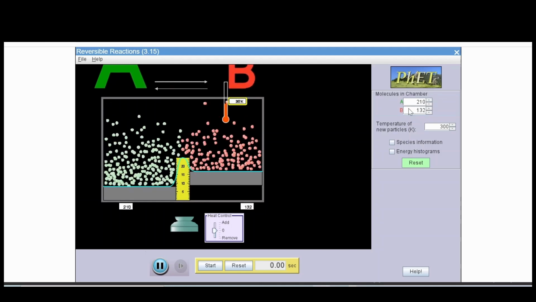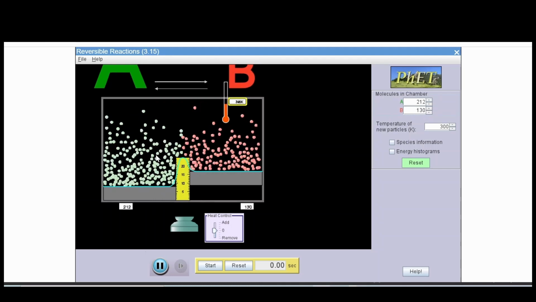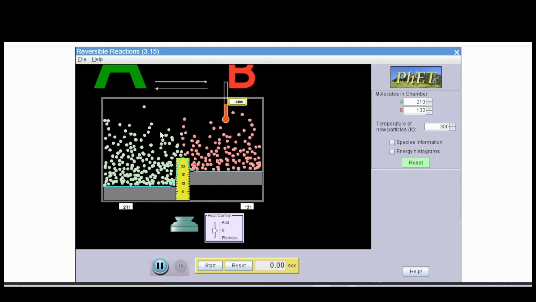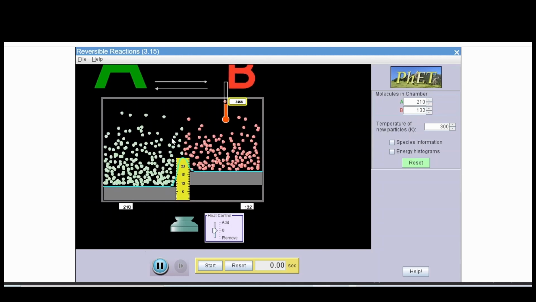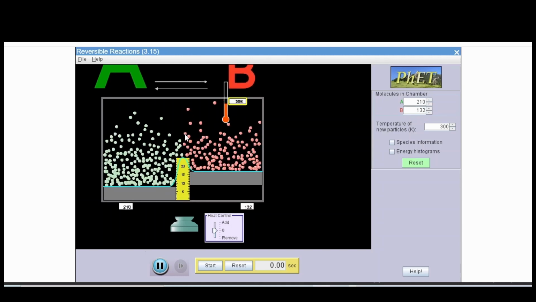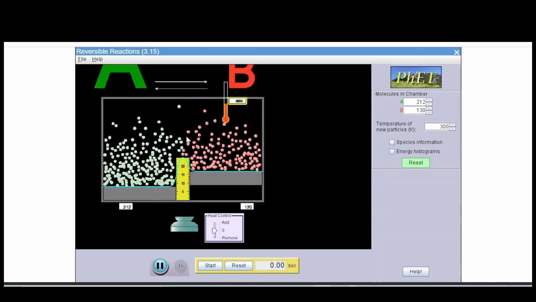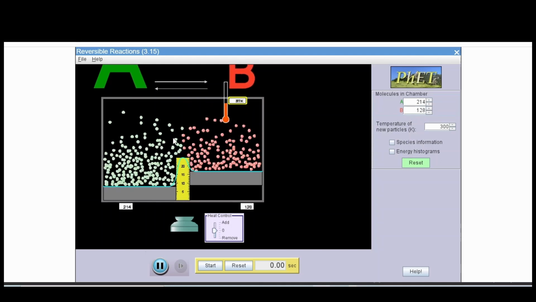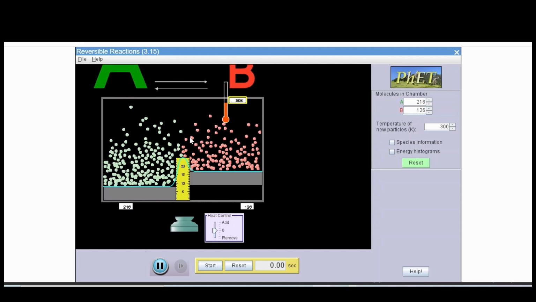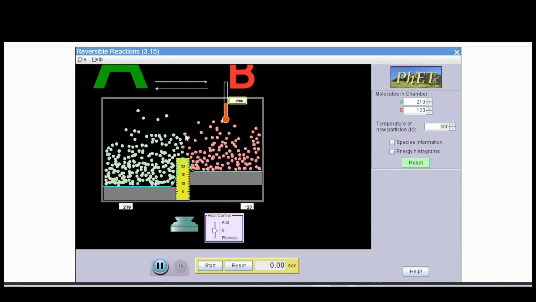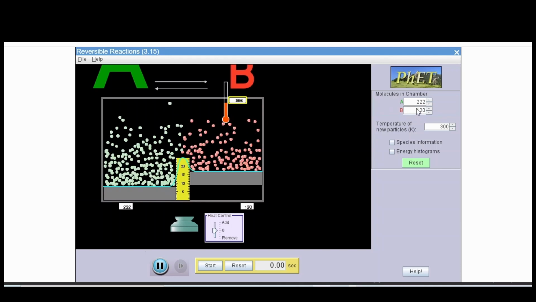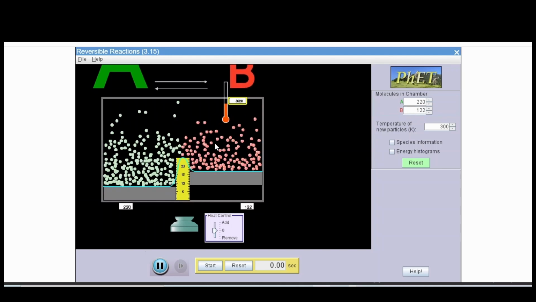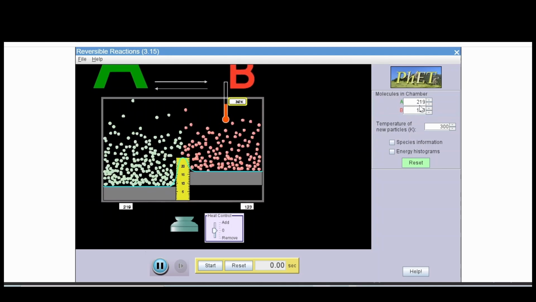And this is not referring to the actual amount of A being equal to the amount of B present in the container. However, it is referring to the rate of production of these two, the A and the B molecules. And when the rate of production of these two is the same, the rate of the forward reaction being equal to the rate of the reverse reaction, then at this point, the reaction has reached equilibrium.